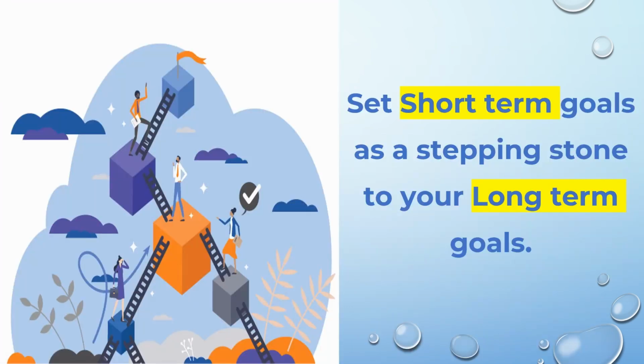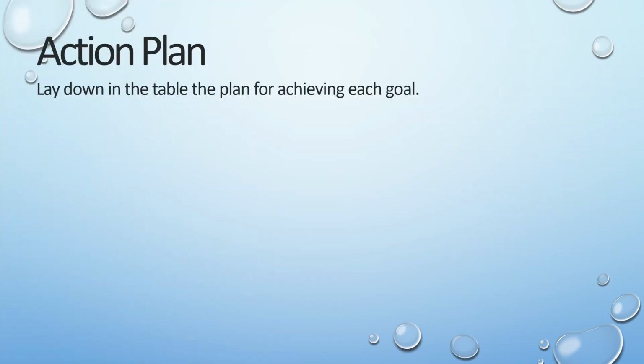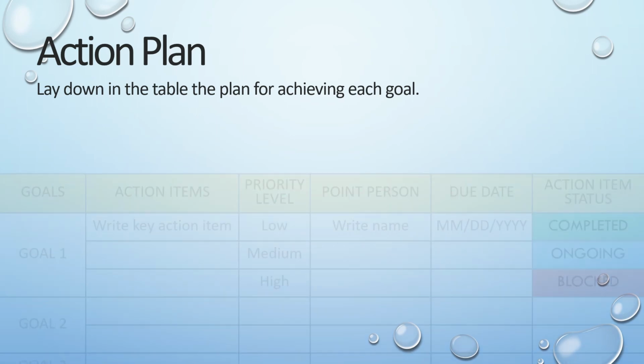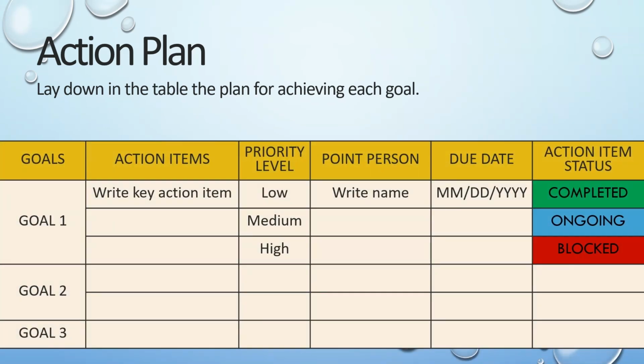Like we all know, all major goals must be broken down into small achievable chunks, as small goals are like stepping stones to long-term success. This is why we prepare an action plan. An action plan is where we break down our goal into small action items and lay down a proper plan to achieve them. You can look at this table and understand how you should break your goals into action items. Set their priority level and due date. Note the person responsible, if any, and keep a check on its current status.